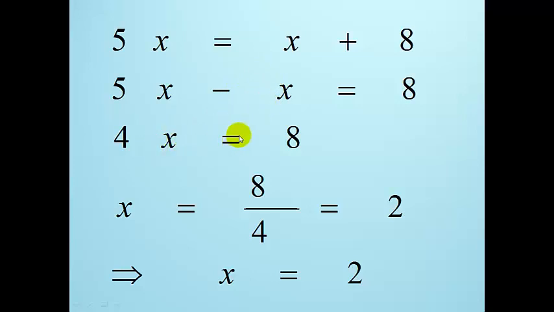So 4x equals 8. Now we are solving for x, so we divide the left hand side by 4 and we divide the right hand side by 4. When we divide the left hand side by 4, we are left with x. And this is equal to, when we divide the right hand side by 4, we have 8 over 4. And the answer is 2. Because 4 goes into 8 2 times. This means that the value of x is equal to 2.